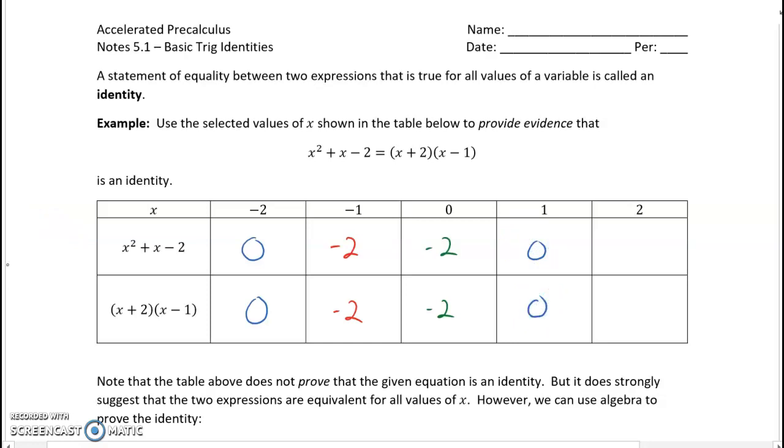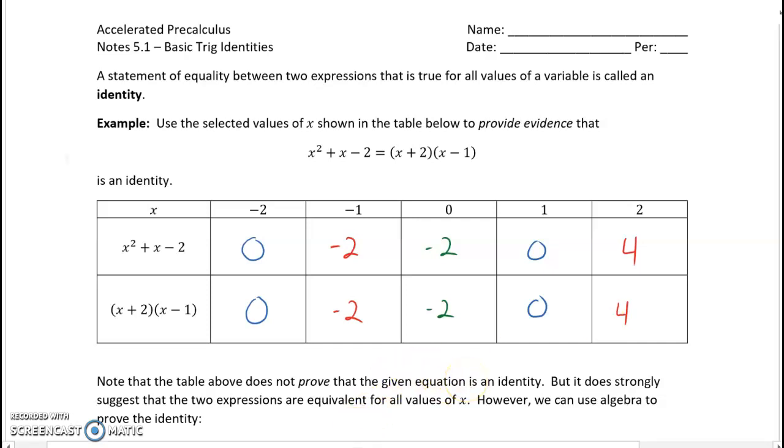And finally, if we plug in 2 in the top, we get 4 plus 2 minus 2 is 4. And on the bottom, we get 4 times 1, which is 4. So this is some numerical evidence that it doesn't matter what x value you use to evaluate these expressions, you will always get the same output for the given input, which tells us that this is an identity. That's what an identity is.